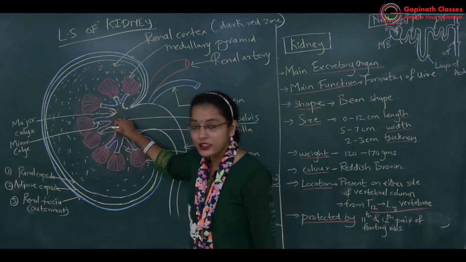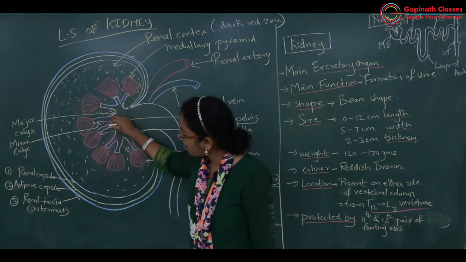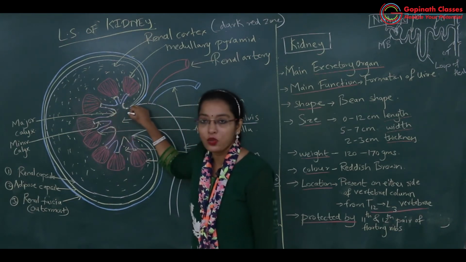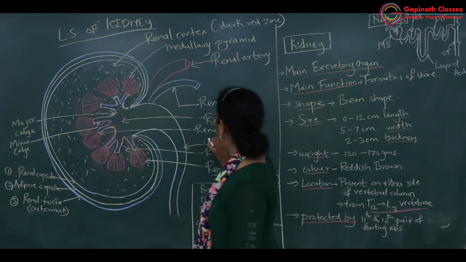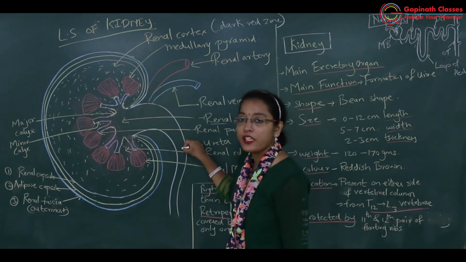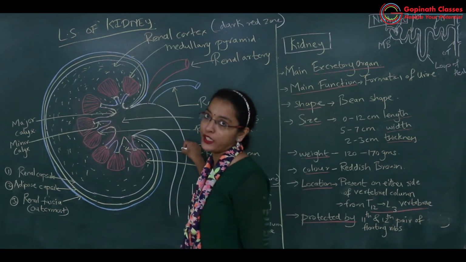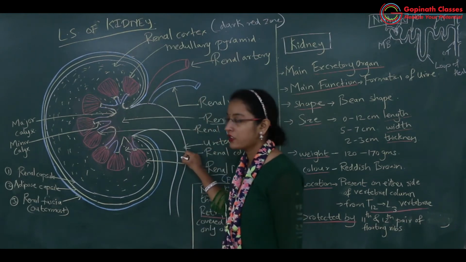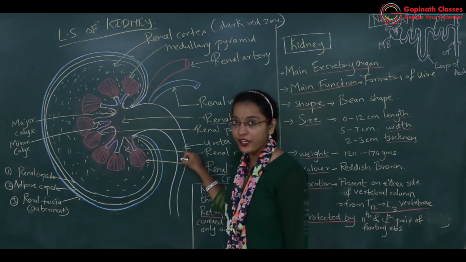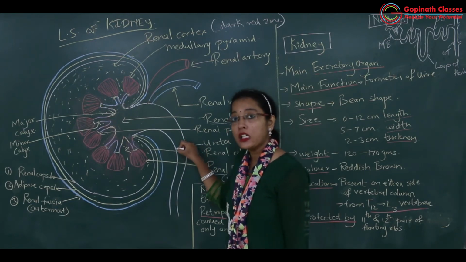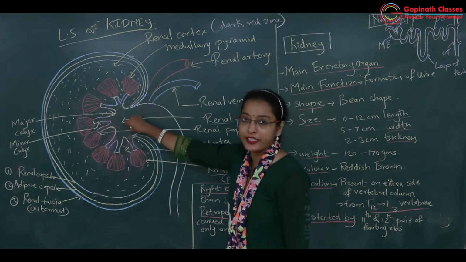So the major calyx is formed due to joining of the minor calyces, and from the major calyx the urine will get accumulated in the big space of the kidney, that is the renal pelvis, and from the renal pelvis there will be conduction of the urine towards the urinary bladder through the ureter. Okay, so the ureter is the tubular structure which will conduct the urine from the kidney.